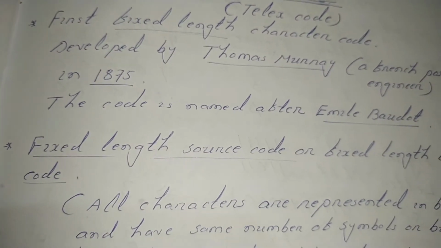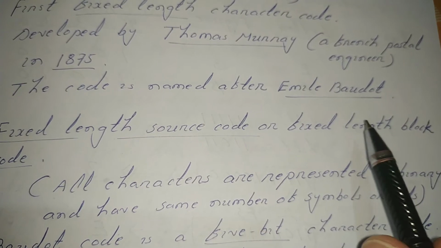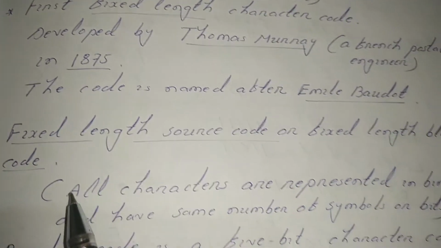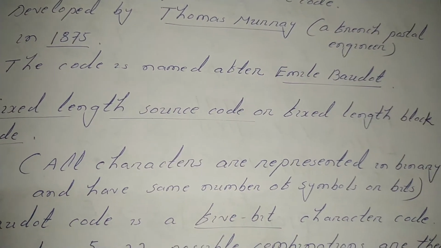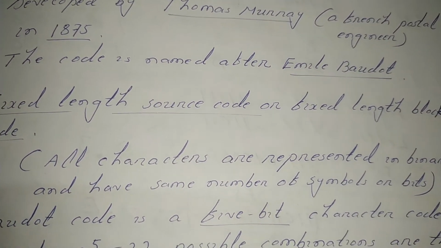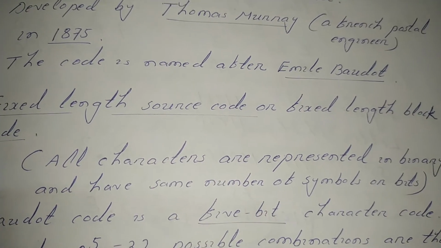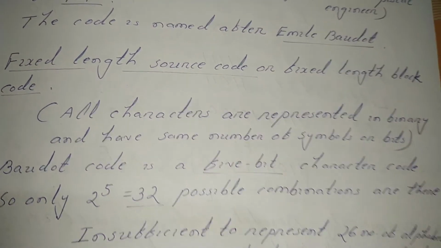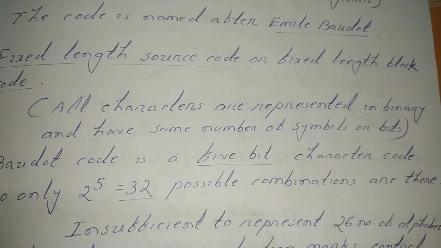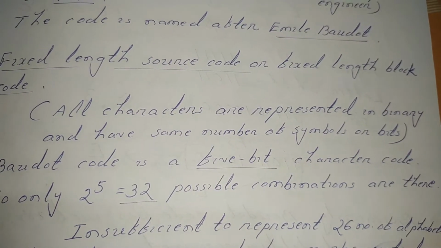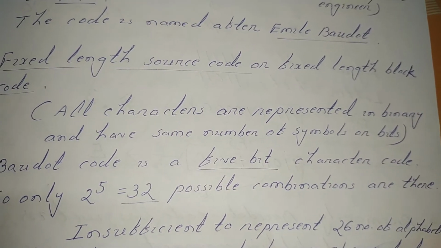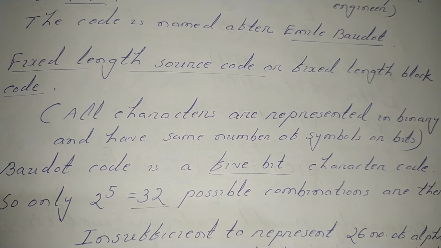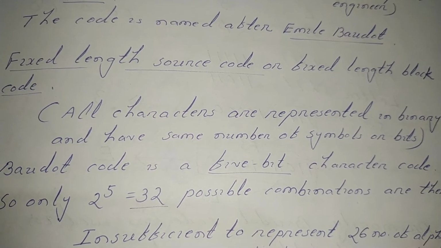Next, see fixed length source code, also called the fixed length block code. Baudot code is also called the fixed length block code because all characters are represented in binary form and the same number of symbols or bits are used. Baudot code is a 5-bit character code. That means to represent each letter or number or any punctuation mark, it needs only 5 bits, or you can say the length is uniform.